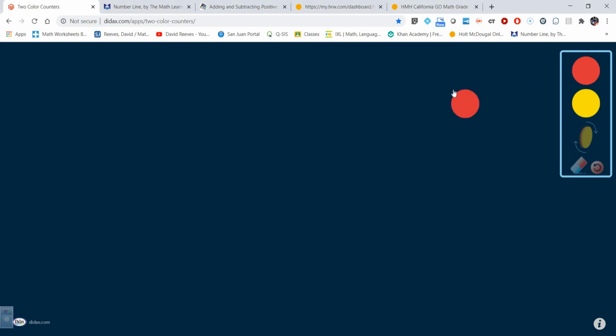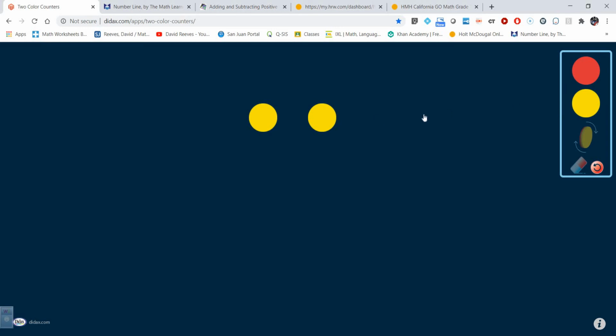For example, if I have 1, 2, 3, 4, 5 negatives, right? And I simply take away 1 negative, well, now I have 4 negatives, right? If I have 4 negatives and I simply take away 3 negatives, I have 1 negative, all right? So as far as subtraction as take away, it works fine as long as you have stuff to take away.